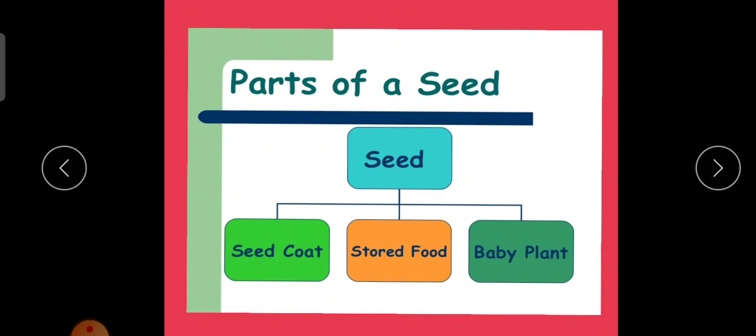What are the parts of a seed? A seed consists of three parts. Number one is the seed coat. Second one is stored food, that is also known as endosperm. And the third one is the baby plant, that is also known as an embryo.